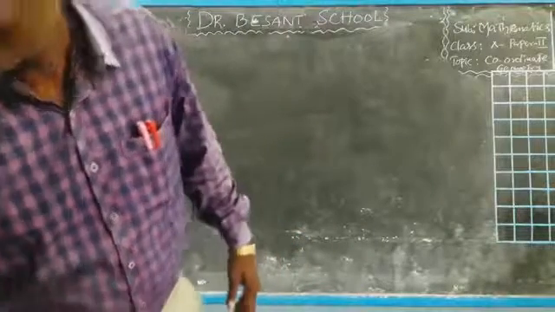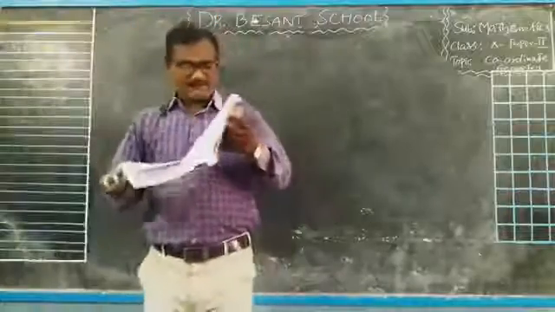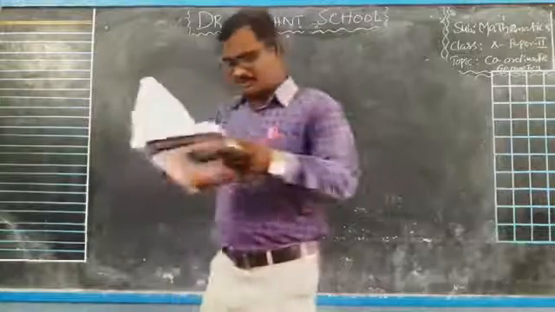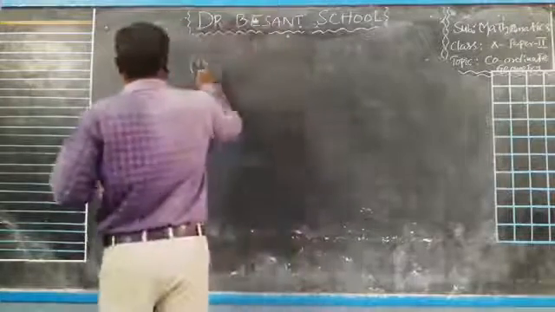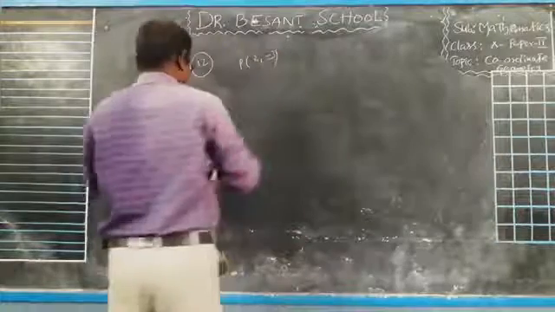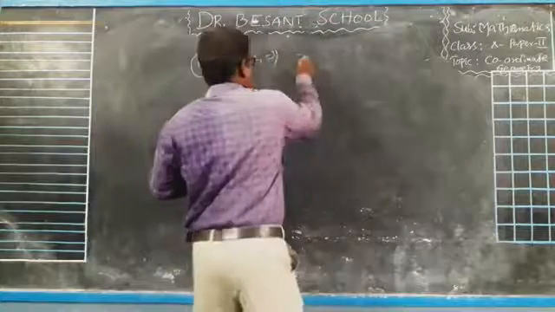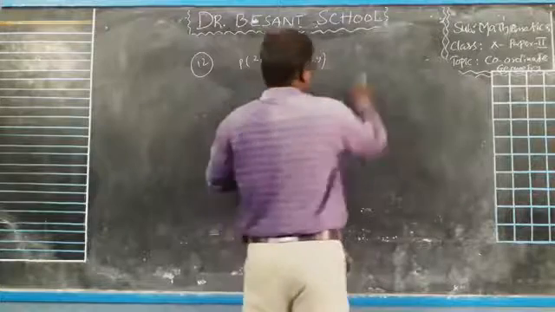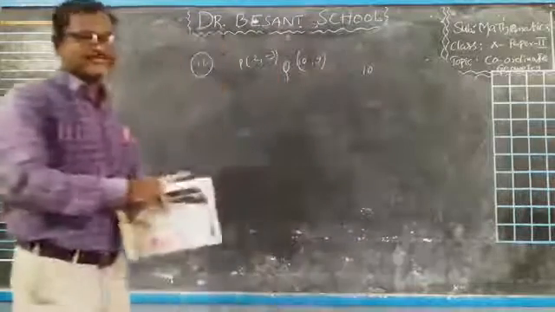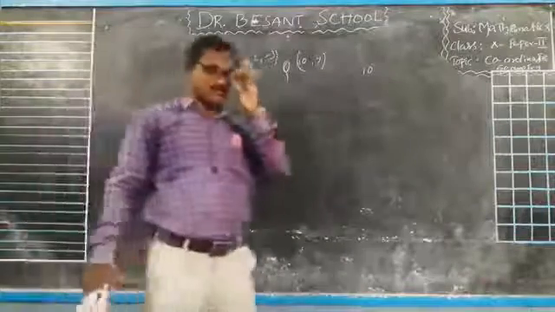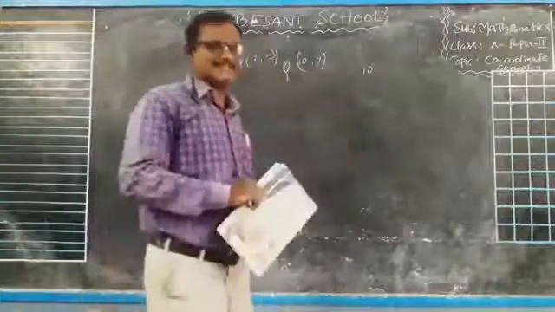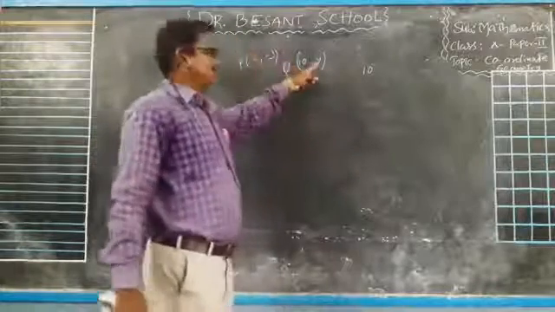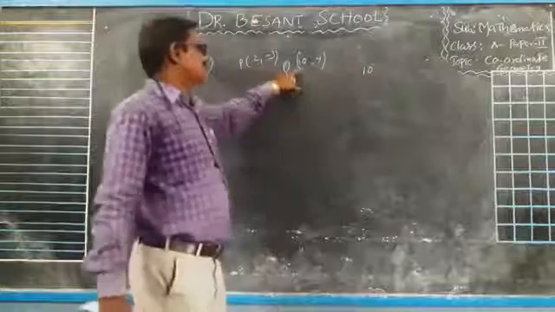See children, question number 12. Find the values of y for which the distance between the 2 points P(2, minus 3) and Q(10, y) is 10 units. I won't explain this problem, I will just tell you what to do. Question number 11 and question number 12 both are same. The distance between these 2 points is 10 units. Find the possible values of y.